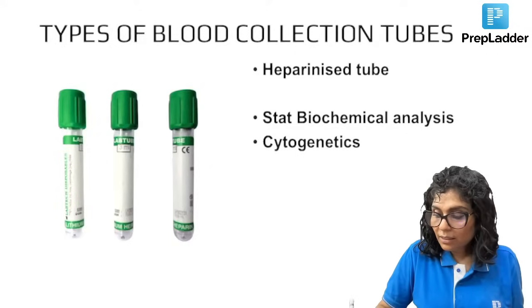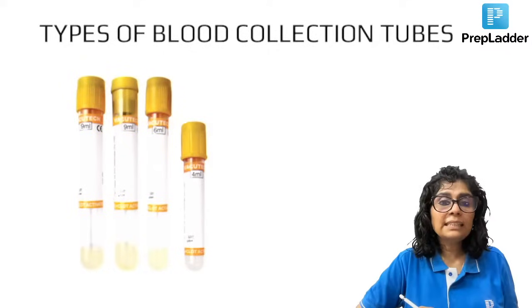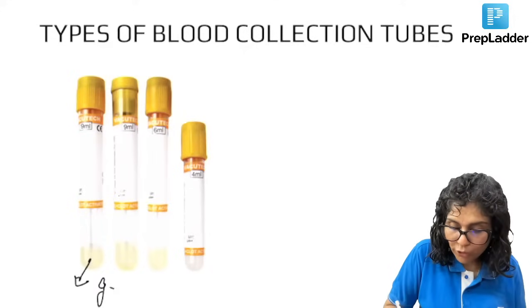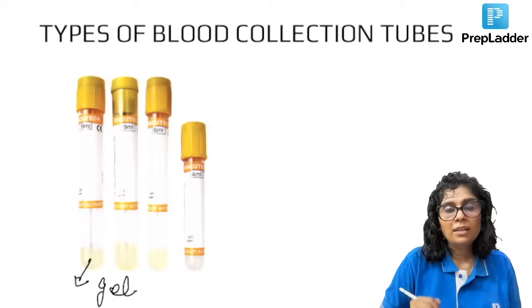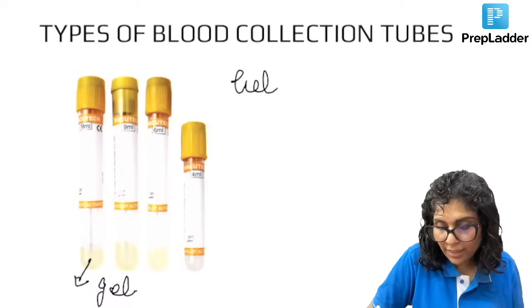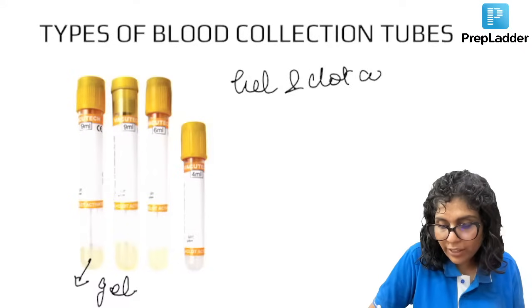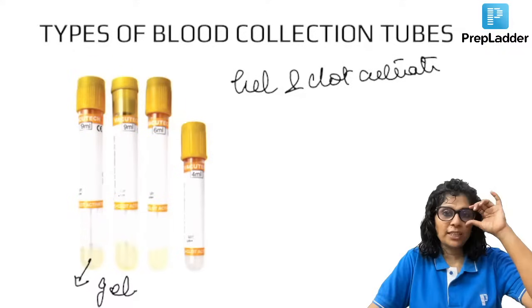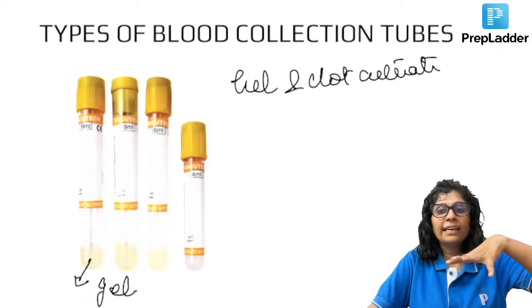This is the last one. Right? This is the question, yellow color. And in yellow top tube, please remember this image. What do you see in the bottom? A gel. So what is this? This is gel and clot activated tube. Meaning at the bottom of the tube, there is a gel and it is sprayed with a clot activator.